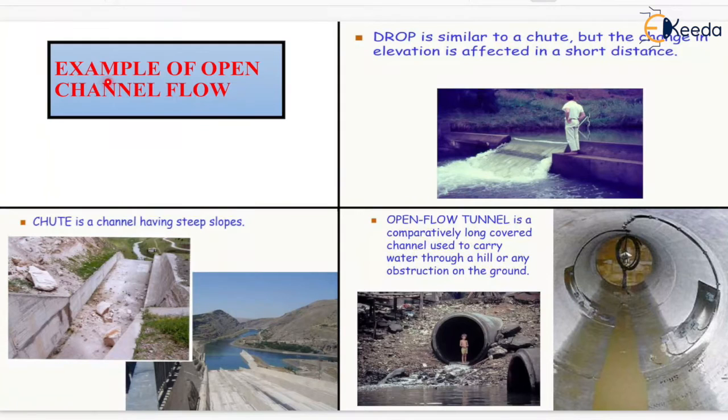Now, some examples of open channel flow are shown here. That is the drop which is seen here. It is similar to a chute, but the change in elevation is effected in a short distance, which is shown here. Next, the chute is a channel having a steep slope, which is shown here. Next, the open flow tunnel is a comparatively long covered channel used to carry water through a hill or any obstruction on the ground, which is shown here.